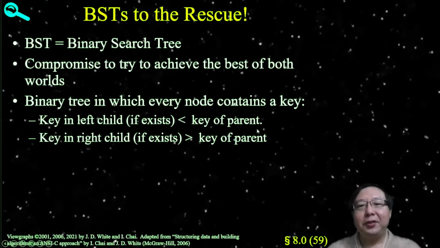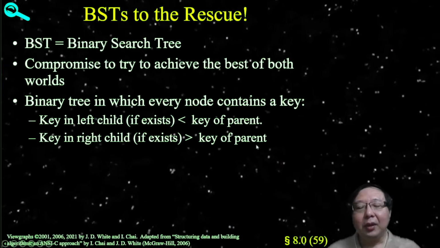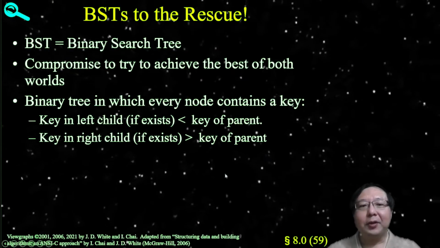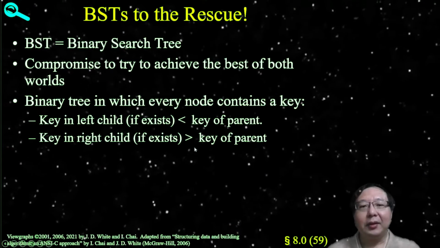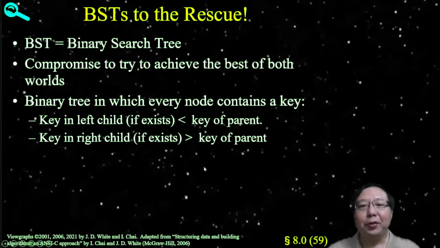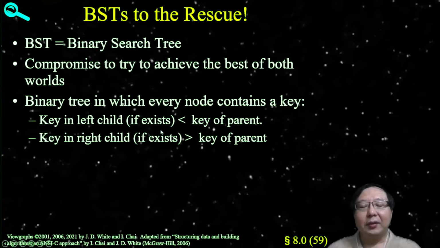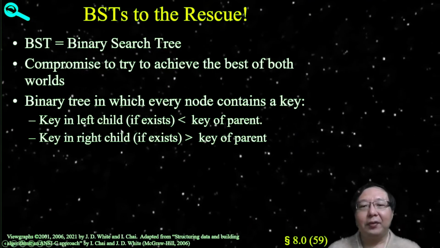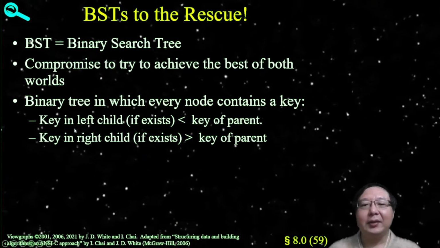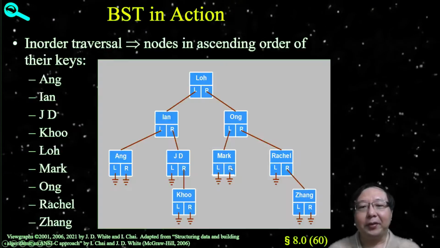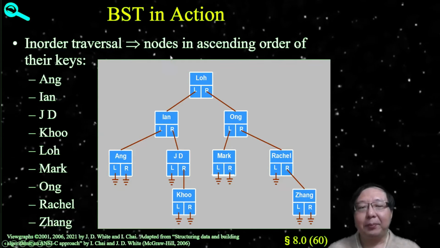So binary search trees to the rescue. It's kind of a compromise to try and achieve the best of both worlds, because in a binary tree every node contains a key, and when you insert the next child, the left child, if it exists, is going to be less than the key of the parent, and the right child will be more than the key of the parent. So here's an example.